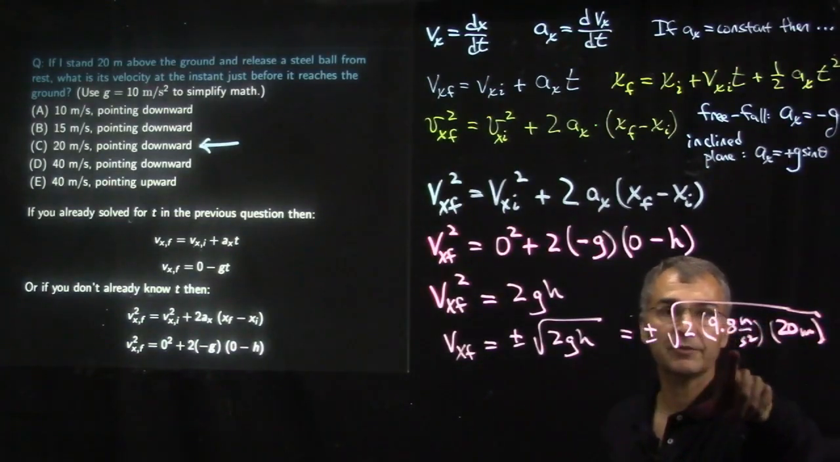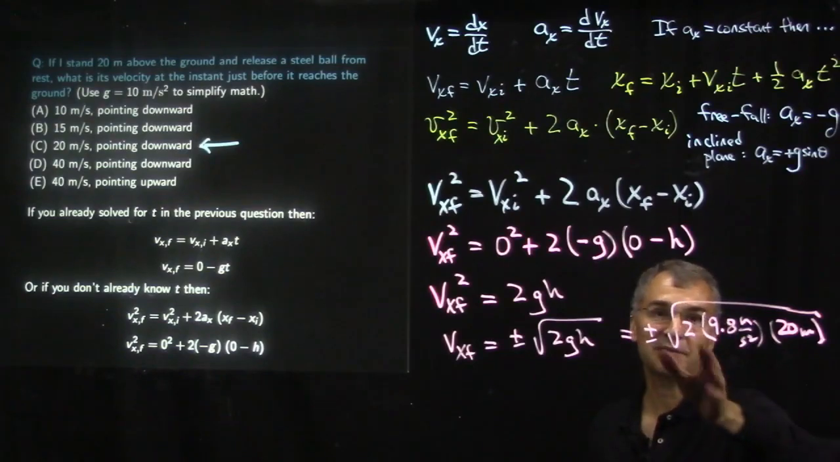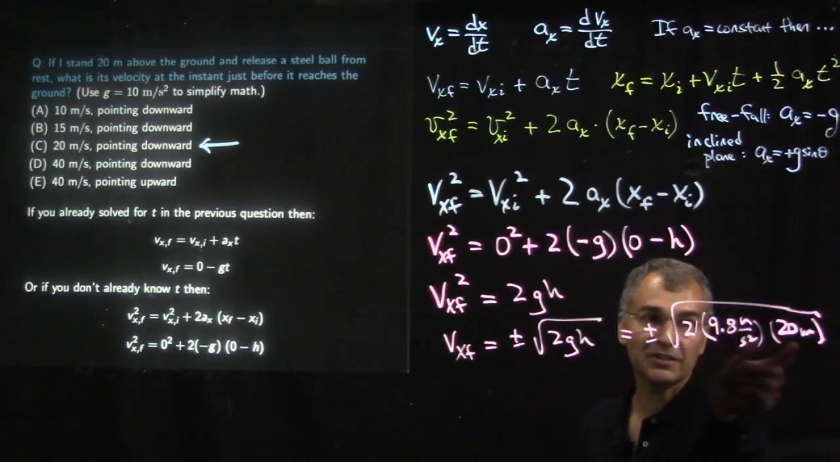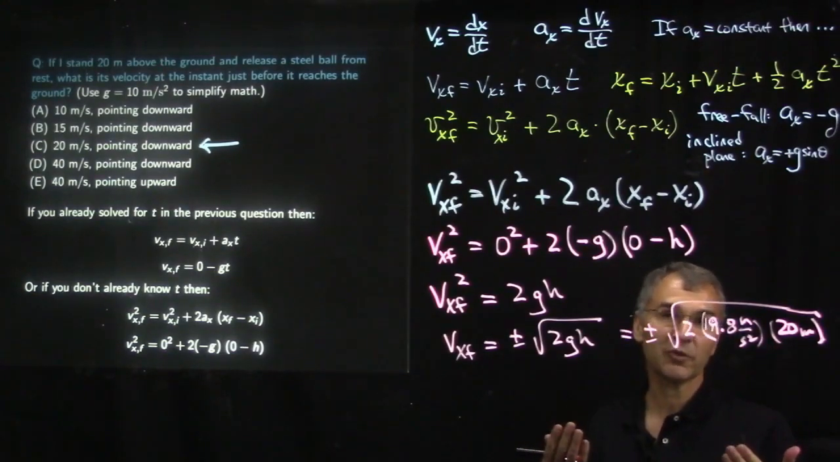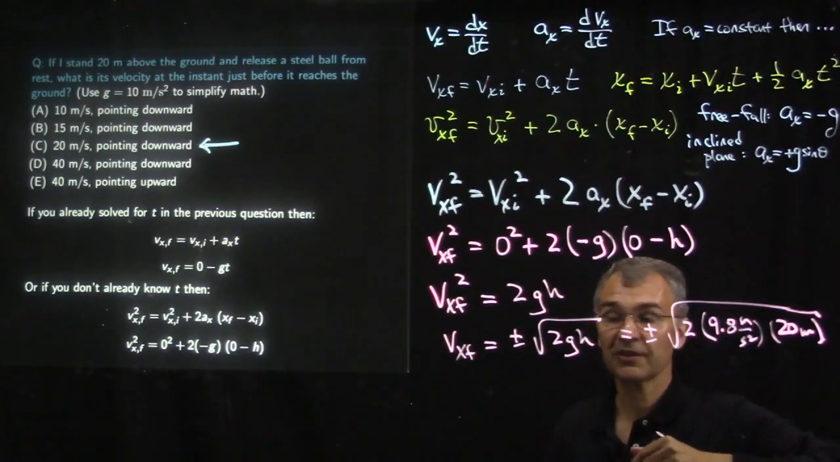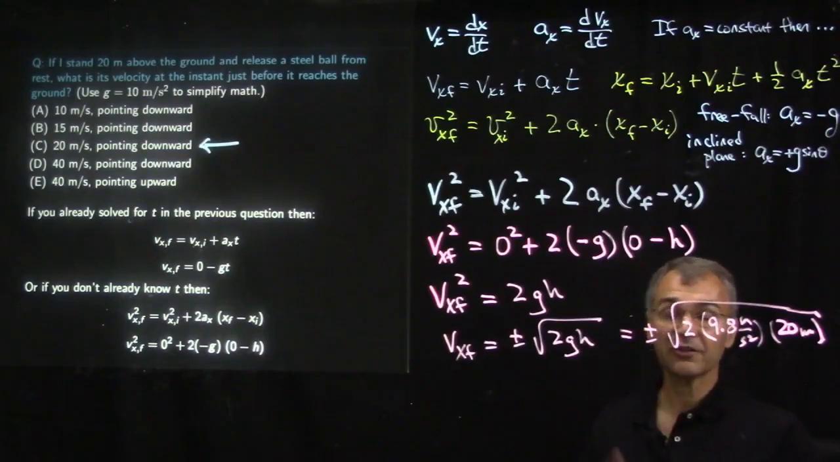So 2 times 10 is 20 times 20. Well, that's 20 times 20. The square root of 20 times 20 is 20. I mean, 20 times 20 is 400, and the square root of 400 is 20. But you see, this is 20 times 20, so the square root of 20 times 20 is just 20. So the answer is, well, it's plus or minus 20 meters per second.